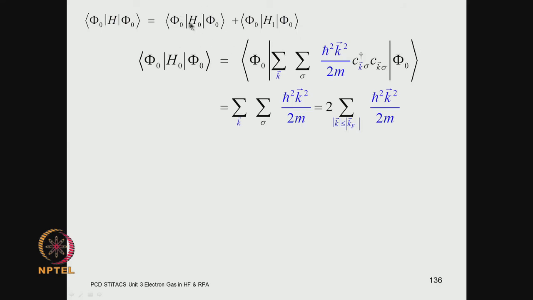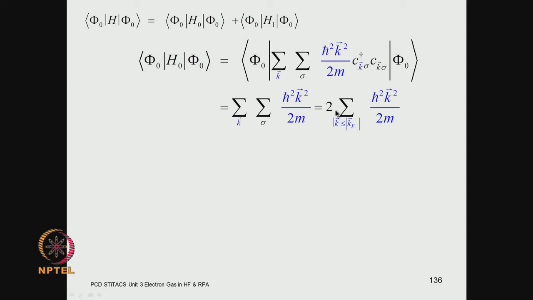The first term is easy to evaluate because the kinetic energy part of the Hamiltonian is just a sum over k and sigma. You get the kinetic energy of each particle, but then you have to sum over sigma as well. You will get a factor of 2 because this term is independent of spin. Both spin up and spin down give the same contribution. So when you sum over sigma as well as over k, you get a factor of 2.